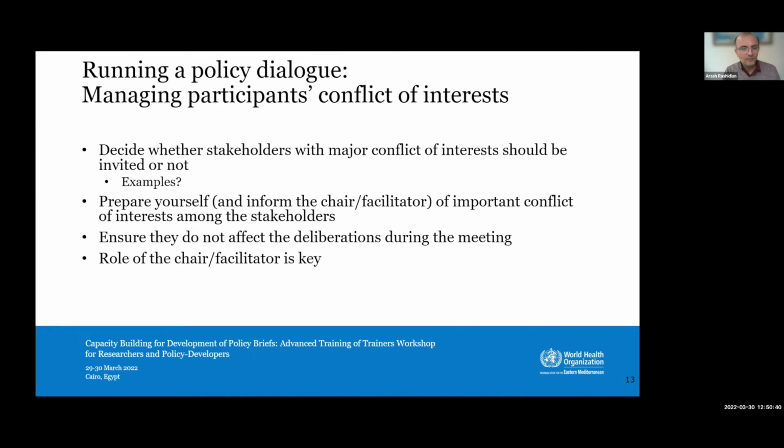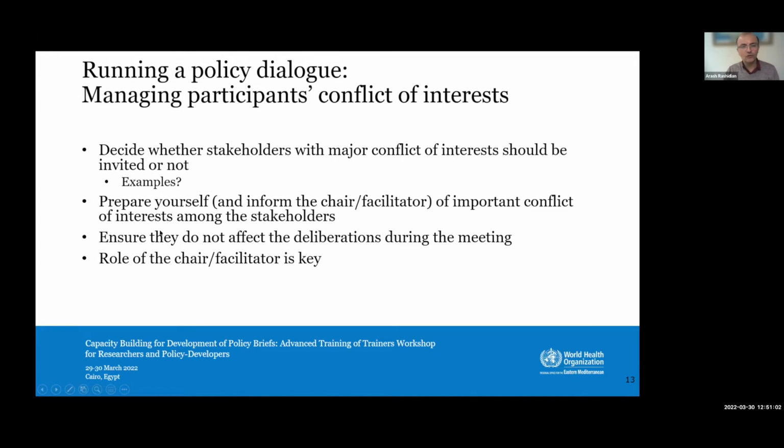If you don't engage them, you lose certain elements. But if you engage them, they may not behave the way you expect. They may try to divert the discussion. They may bring certain elements into that. So you really need to think hard about it. The other thing is that you should prepare yourself to inform the chair facilitator about any important conflict.